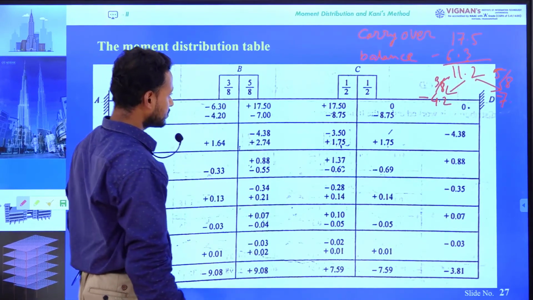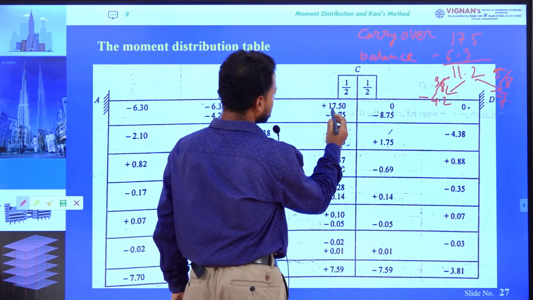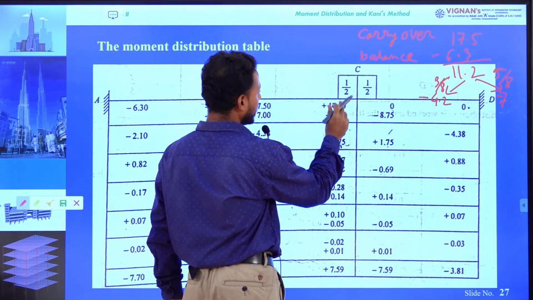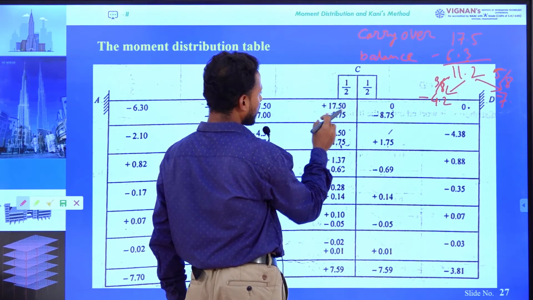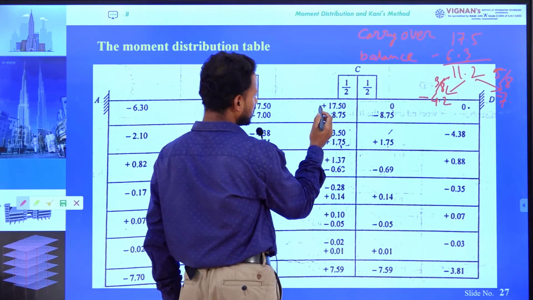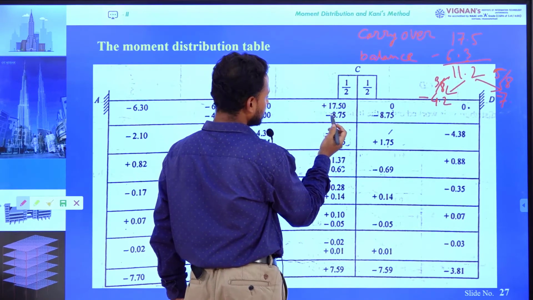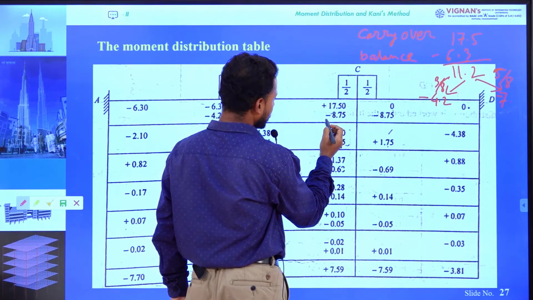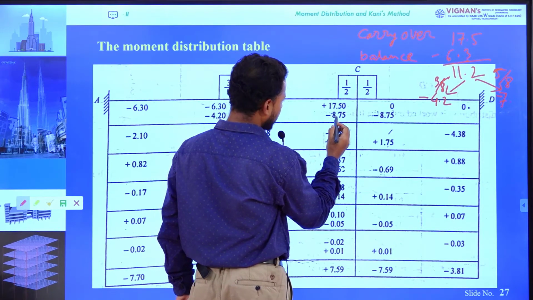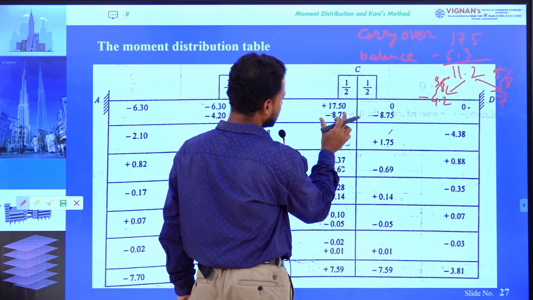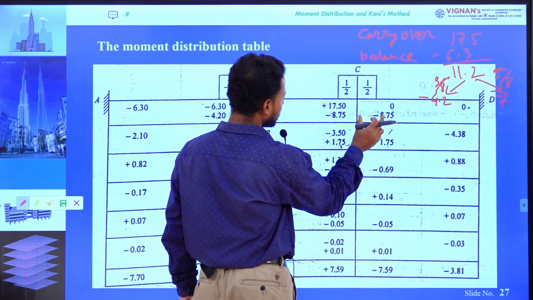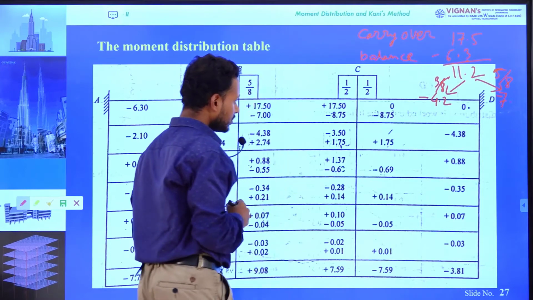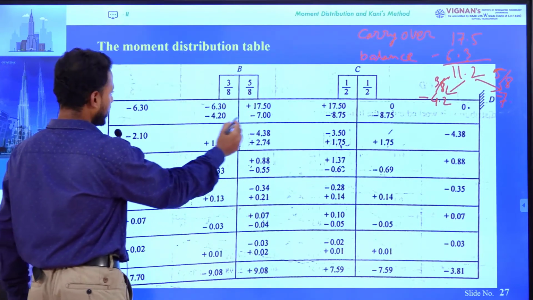Similarly here, 17.5 plus 0, that will be 17.5, into half will be 8.75. As this is a positive balance moment, I will write negative here and negative here. This is the balance moment distributed according to the distribution factors. Now this line is completed.